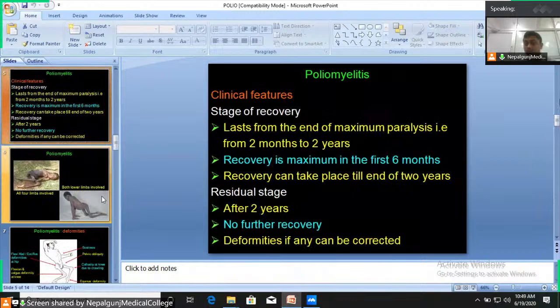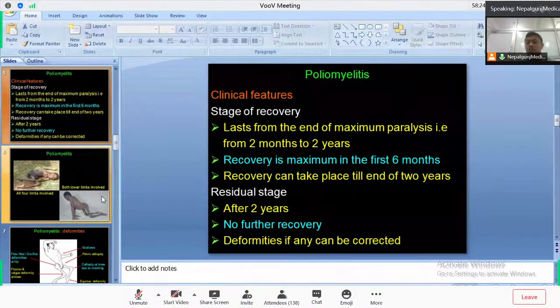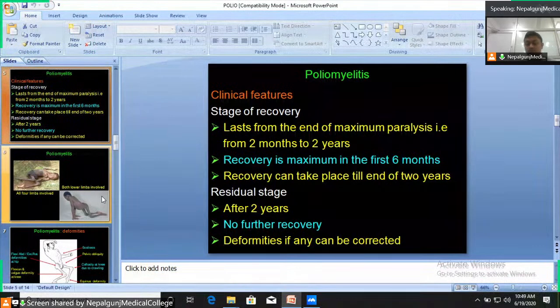Then there is a stage of recovery, which lasts from the end of maximum paralysis at 2 months to 2 years. The recovery is maximum in the first 6 months, but it can take place till the end of 2 years. If a child has maximum recovery within 6 months, he has a very good prognosis. Though he can have recovery till 2 years of his life, the maximum recovery happens within the first 6 months of the occurrence.